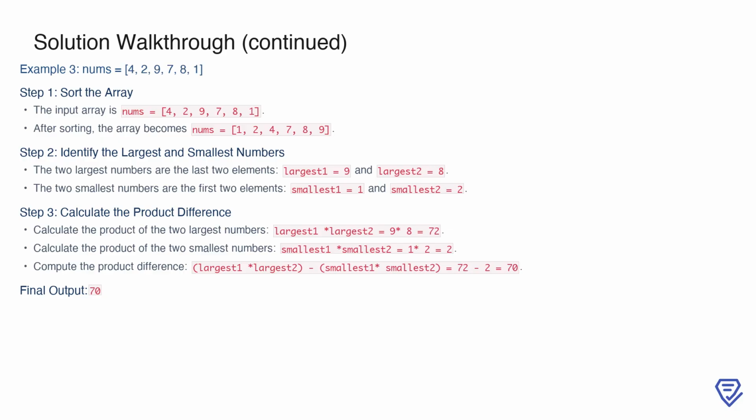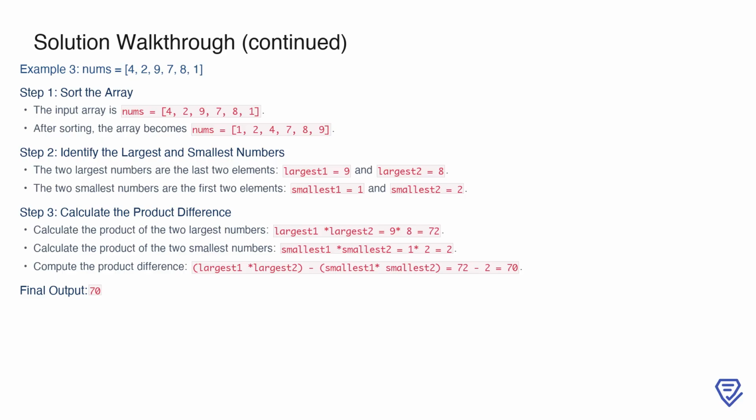Here, the input array is nums equals 4, 2, 9, 7, 8, 1. The first step is to sort the array, which results in nums equals 1, 2, 4, 7, 8, 9. From the sorted array, we can easily identify the two largest numbers as the last two elements, largest 1 equals 9 and largest 2 equals 8. Similarly, the two smallest numbers are the first two elements, smallest 1 equals 1 and smallest 2 equals 2.